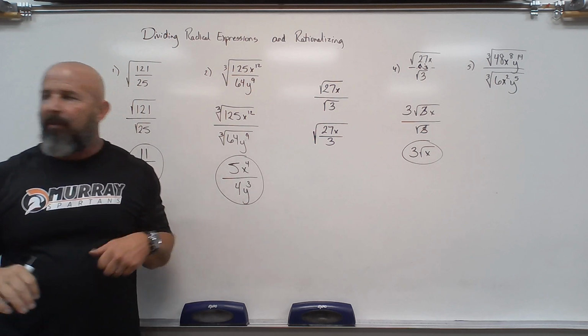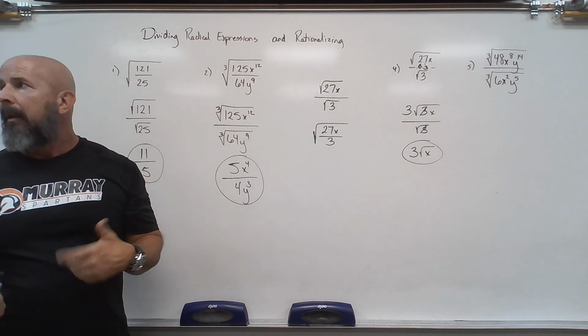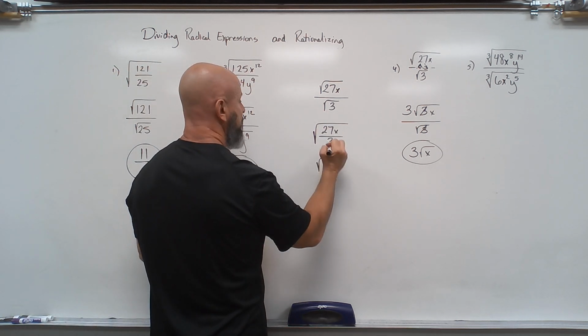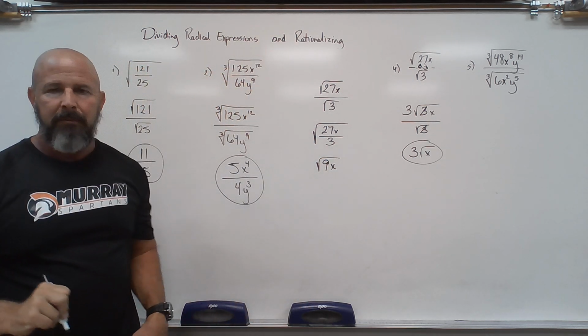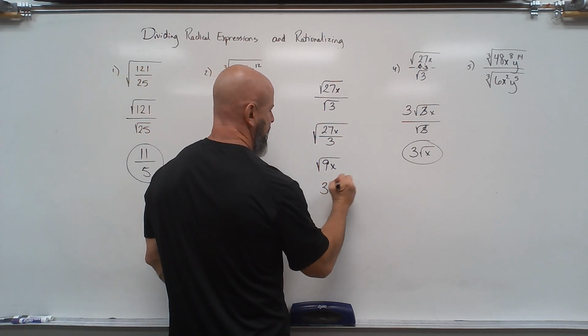Square root of the entire fraction, 27x over 3. This I could reduce. 27, or excuse me, 3 goes into 27 9 times. Still got my x. And then I can do the square root of 9. I can't the x.